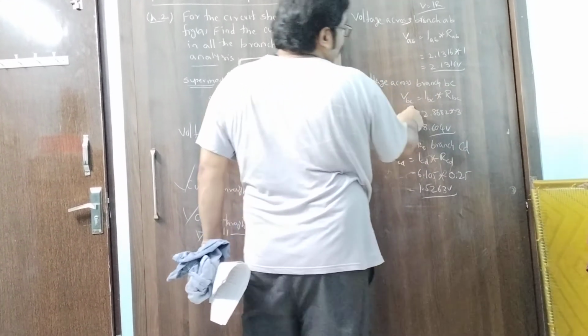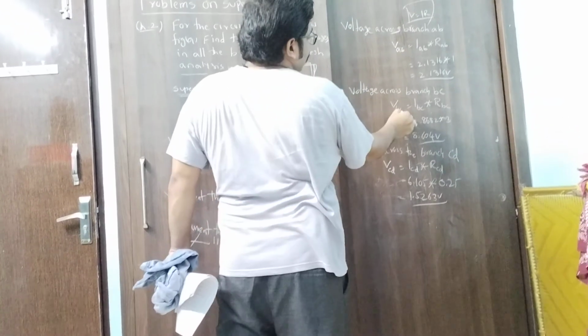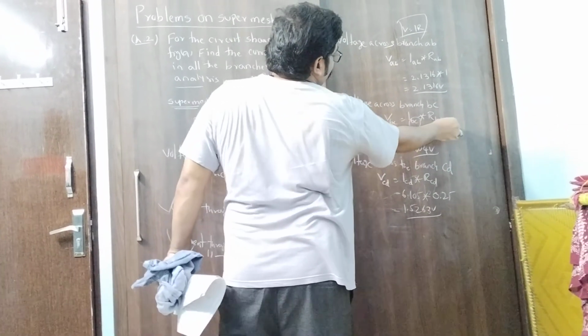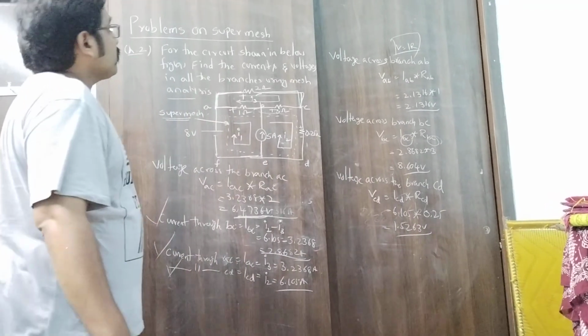So this is how you need to calculate what is the voltage across the branch AB, VAB, and the voltage across the branch BC. VBC is equal to IBC into R, because V is equal to I into R. Which branch? BC branch. What is the current? IBC. What is the resistance? RBC. So this is how you need to calculate the problems on Supermesh.